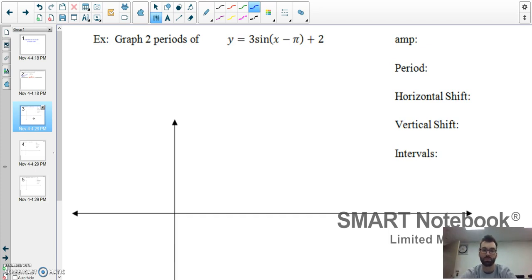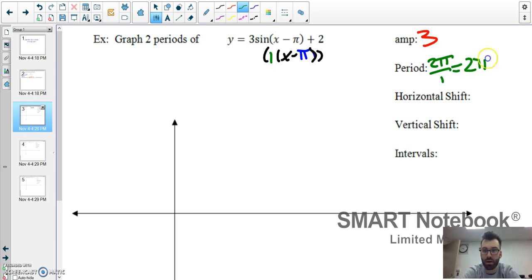So here we go, we're going to graph two periods of this function. You want to think about this as having taken out your GCF. There's a GCF of 1 here, so we can only take out a 1. The same things apply. Go through, find your important information. Absolute value of 3 is just 3. Period is 2 pi over b. I took out that b value of 1, so 2 pi over 1, which is just 2 pi. My horizontal shift is right pi.